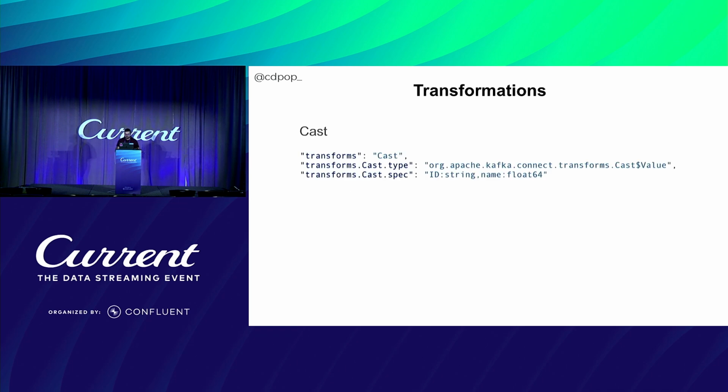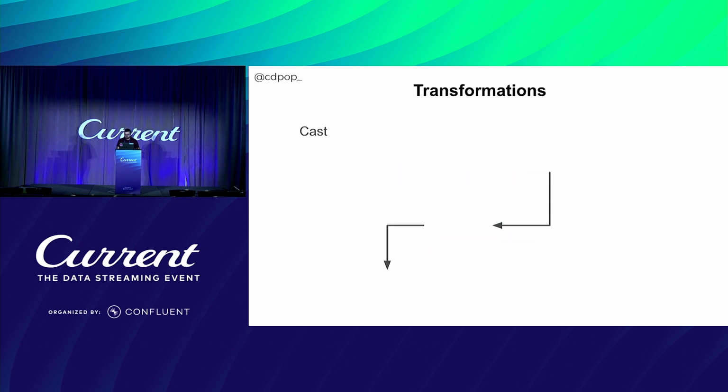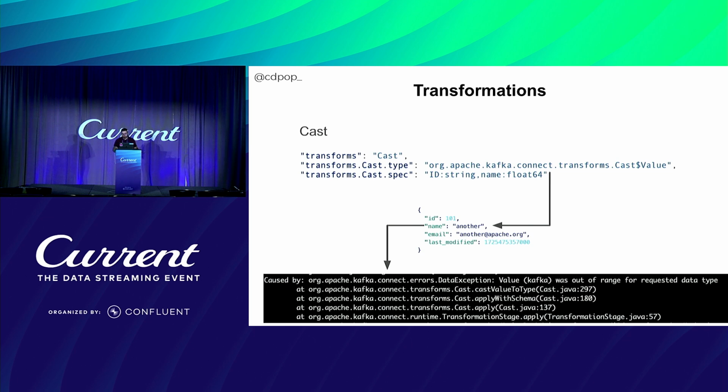Here's a simple cast. I'm just changing the ID to be a string and the name to be a float. My ID is 101, so I can change a number to a string quite easily. However, my name is Anna. The problem is you cannot change the name Anna to a float. So what ends up happening is you get an exception: Value was out of range for the requested data type.